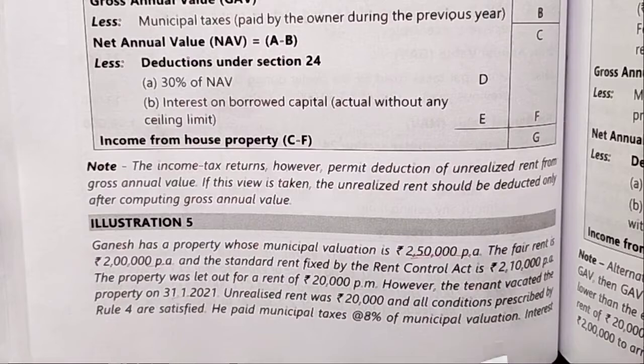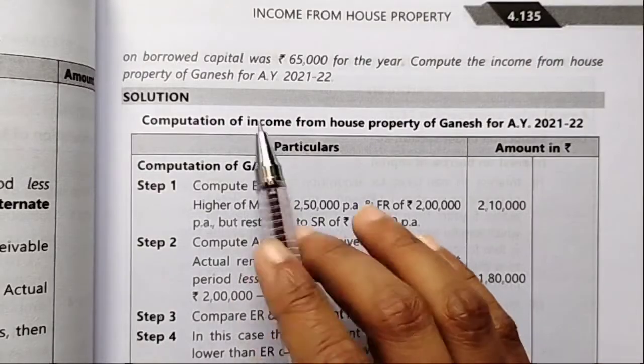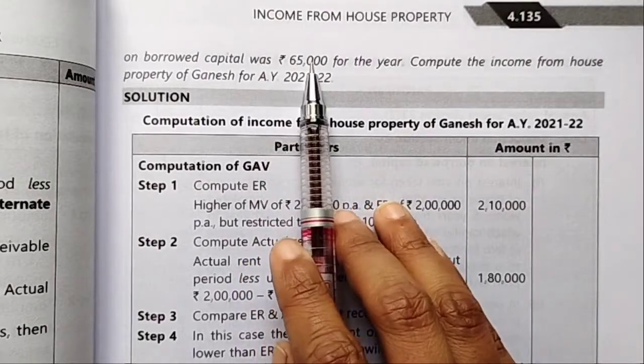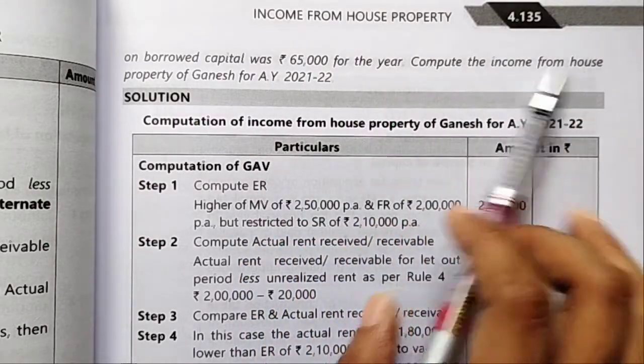He paid municipal taxes at the rate of 8% of municipal valuation. Interest on borrowed capital was 65,000 for the year. Compute the income from house property.